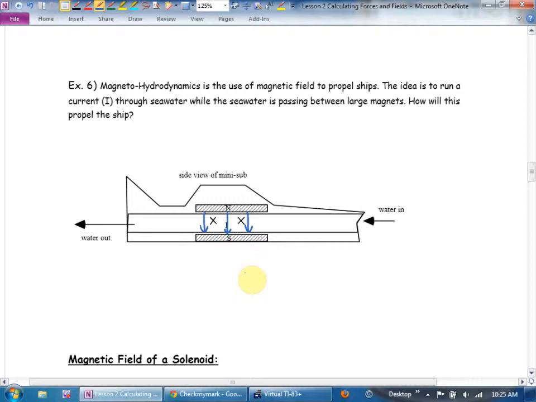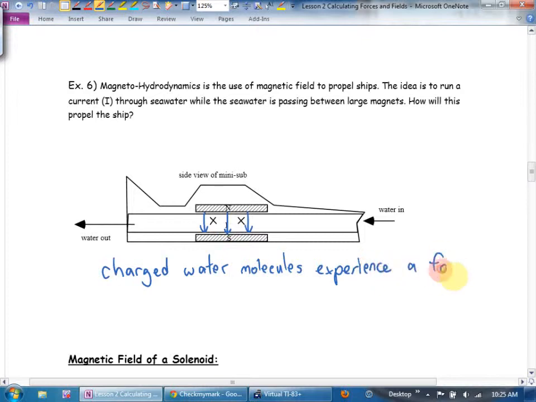So, right-hand rule: current into the page, magnetic field down the page. And for me, my palm is pointing towards the left of the page. Charged water molecules experience a force to the left.